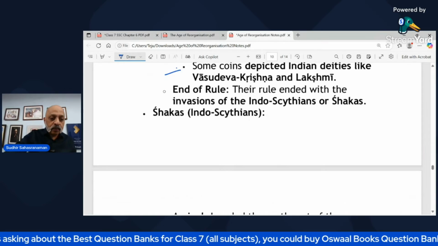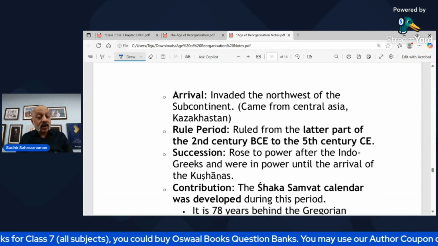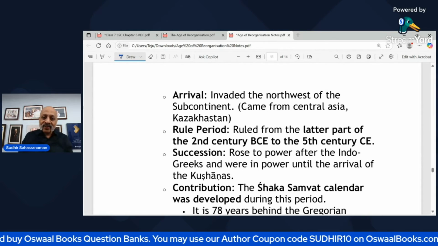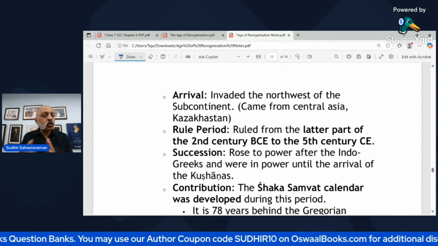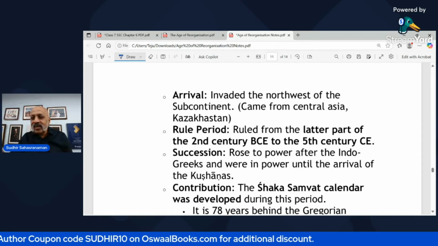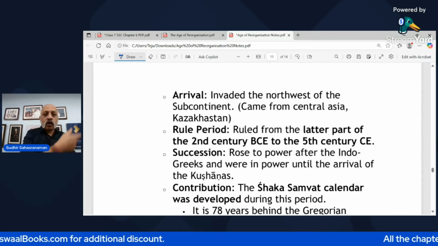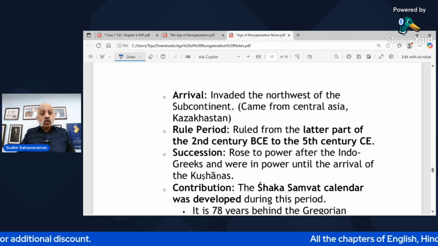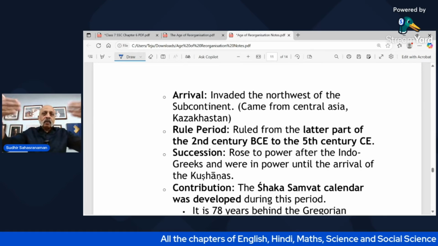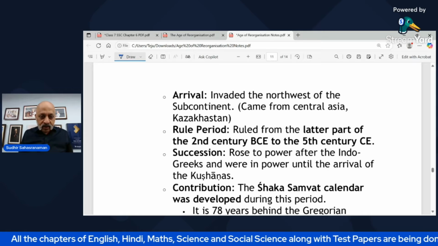Now, who were these people? They again invaded from the northwestern side, right? They came from Kazakhstan, they came from Central Asia, and they ruled from the 2nd century BCE to the 5th century BCE. In one table, my suggestion to you is that you just write the dates, the century, otherwise it's not easy. If you ask me suddenly what century BC, even I will not remember. So please try to write a table so that you write it and memorize it. The more times you see it, the more you'll be able to remember it. Okay, that's a request from my side.